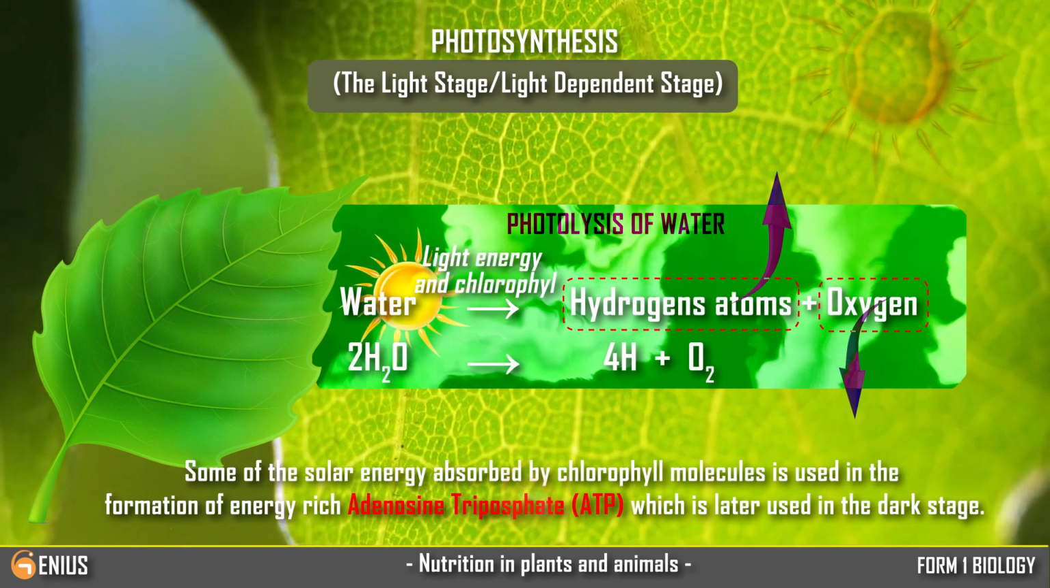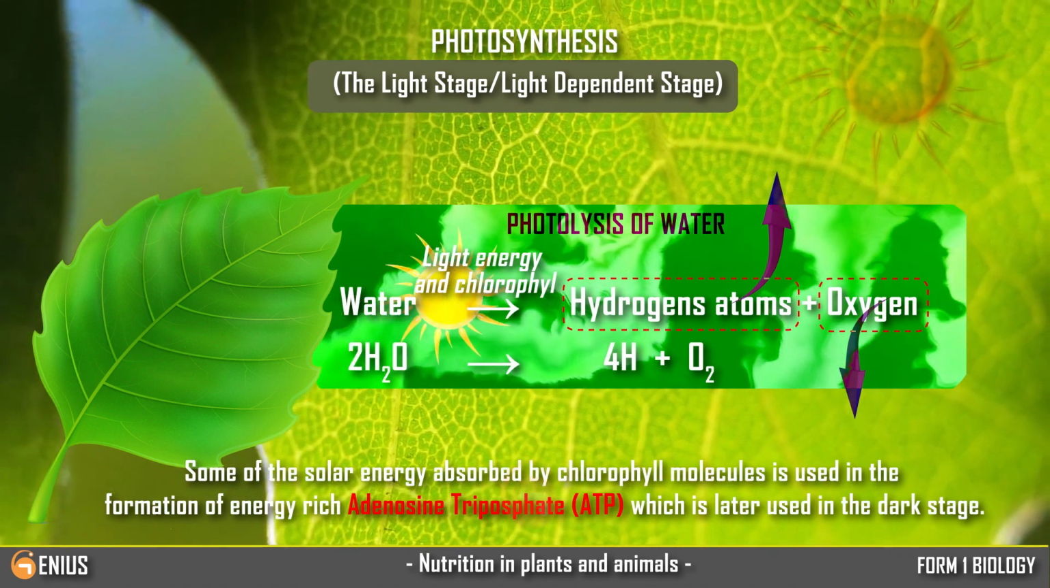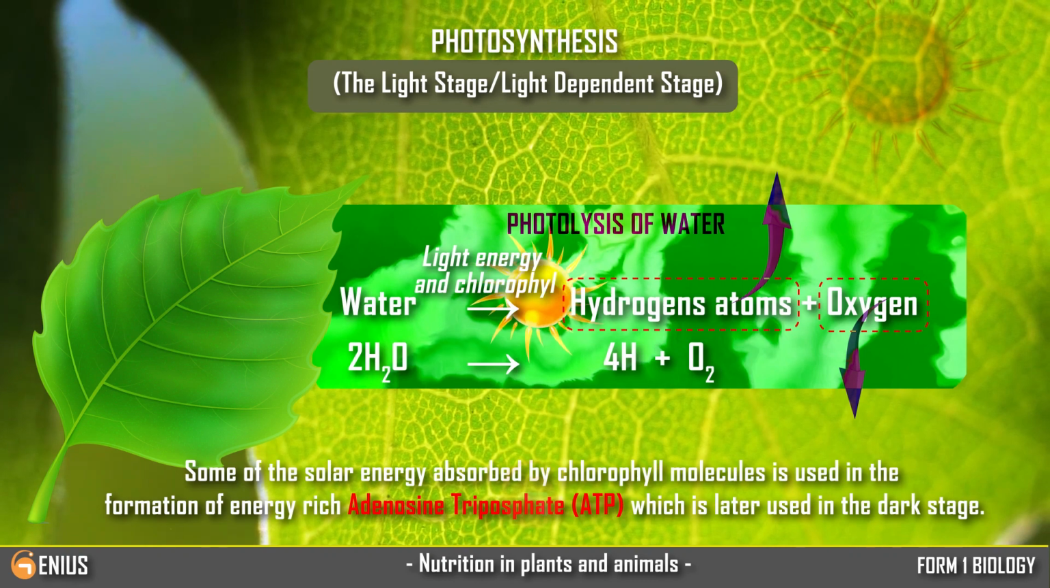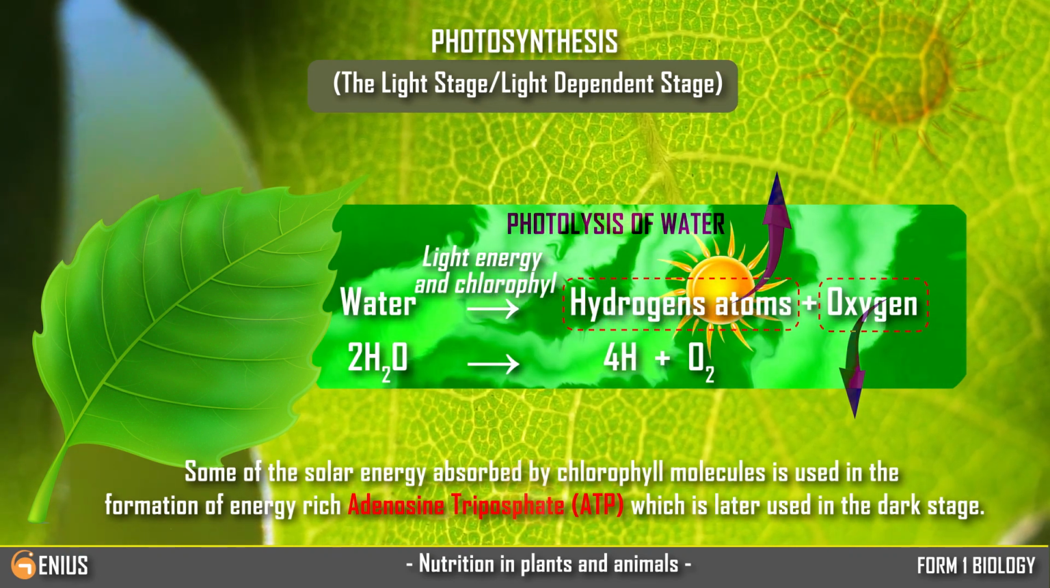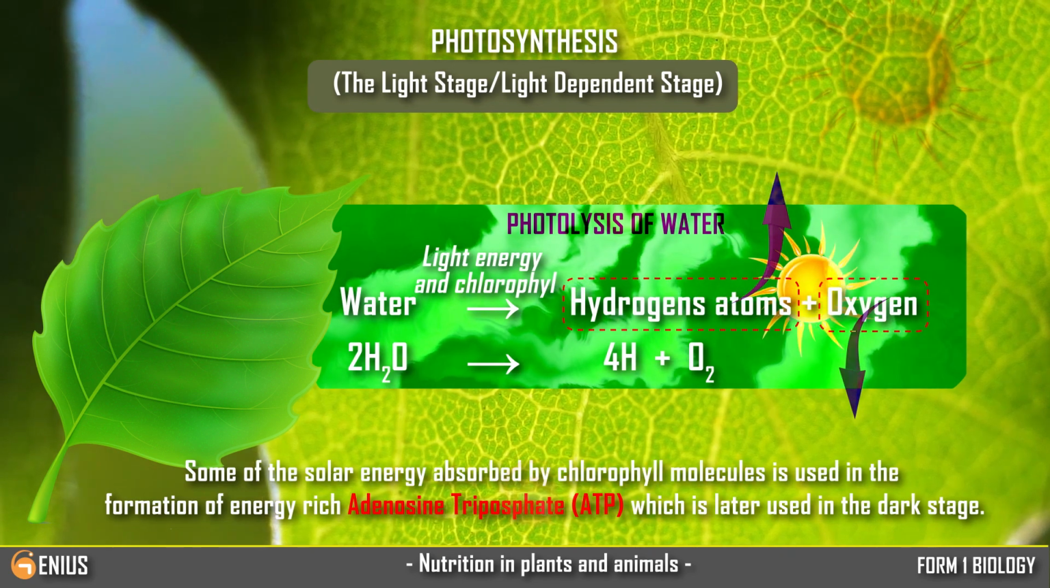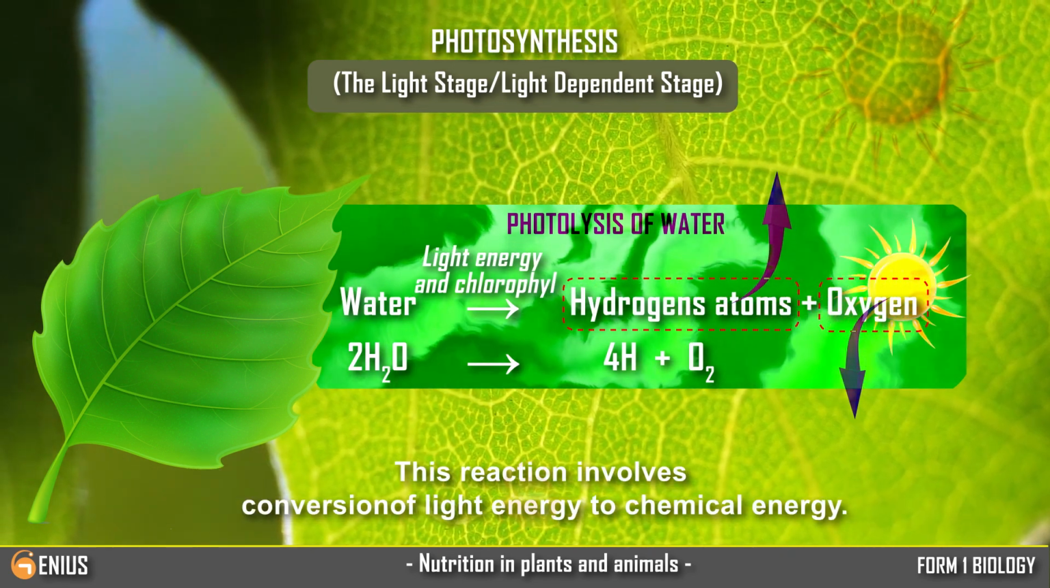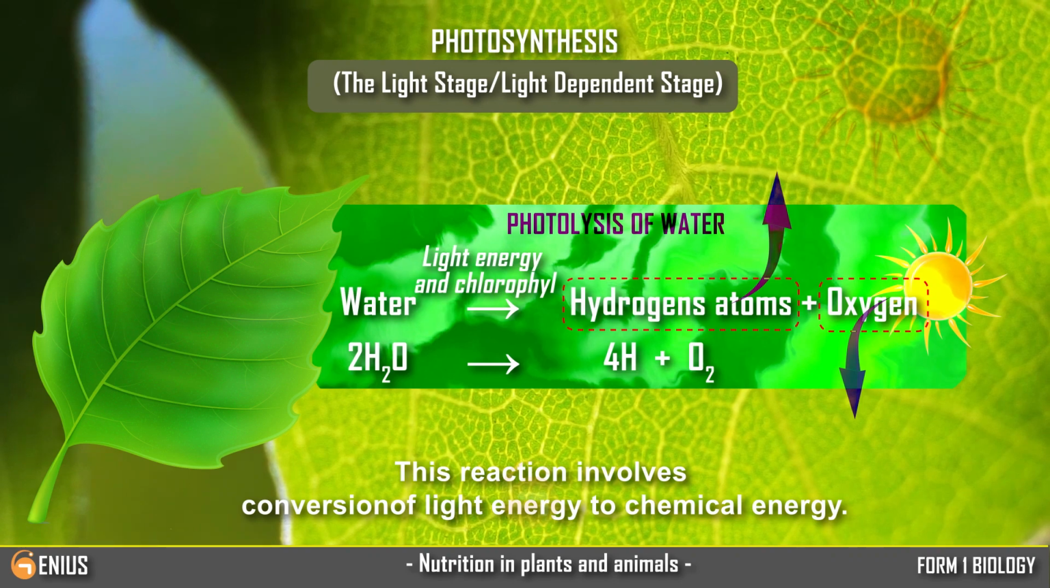Some of the solar energy absorbed by chlorophyll molecules is used in the formation of energy-rich adenosine triphosphate, ATP, which is later used in the dark stage. This reaction involves conversion of light energy to chemical energy.